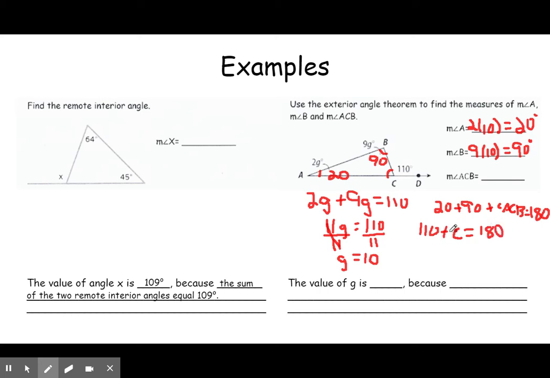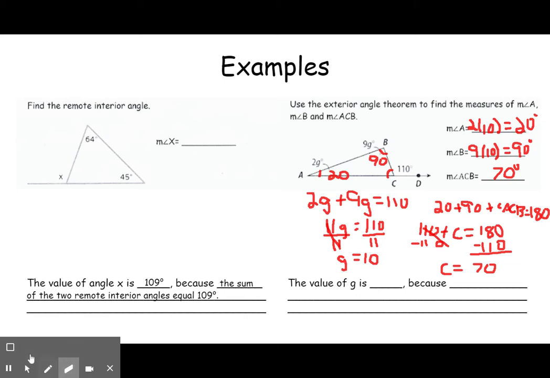180. And then I subtract each side by 110, which gives us 70. All right, so angle A is 20, angle B is 90, and angle C is 70. And I can go back and check by making sure if I add all 3 of these angles up, it needs to equal 180. Okay, if it doesn't, I need to go back and check my work and make sure I didn't create any mistakes.